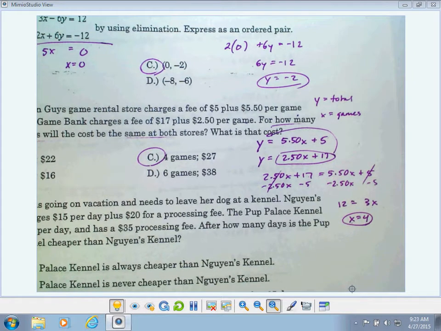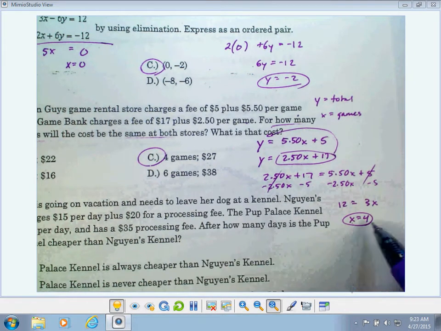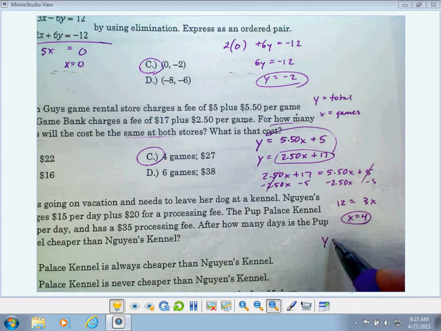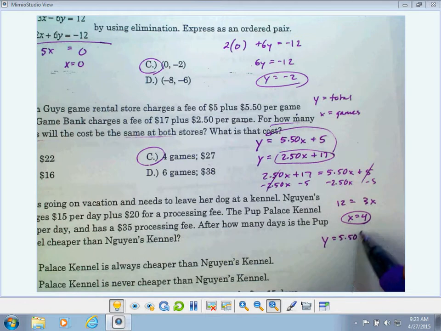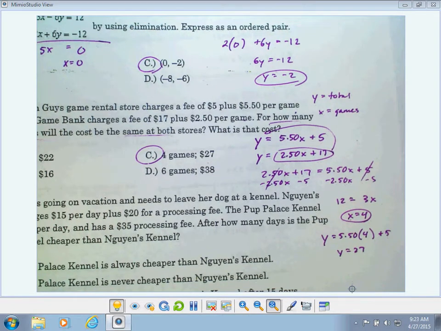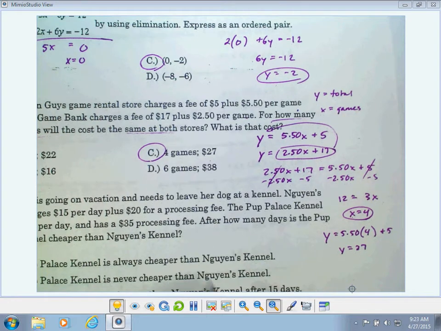But just in case, if you want to know why it's $27, take the 4 and put it back into either equation for x. So we would do y equals 5.50 times 4 plus 5, and you would get 27. But again, if you can solve the first part of it, you don't even have to solve the other part most of the time, because the only answer that makes sense is the one with 4 games.